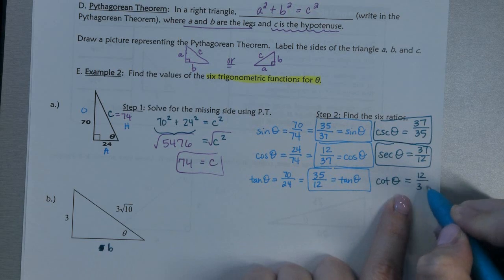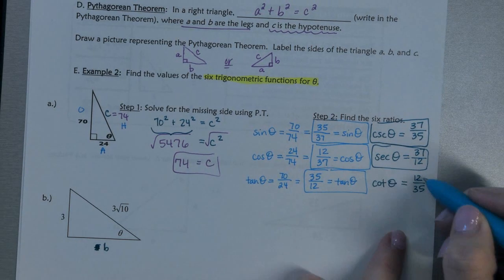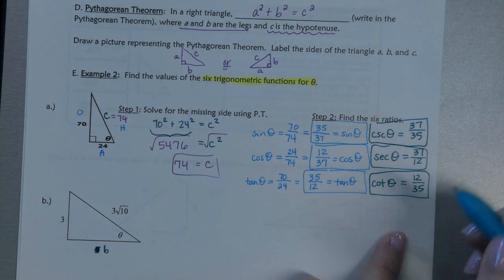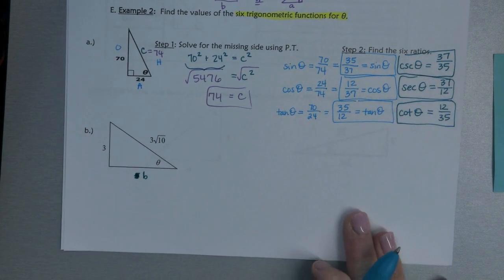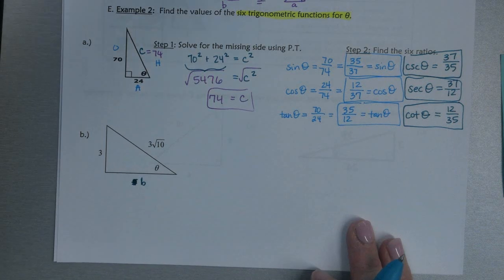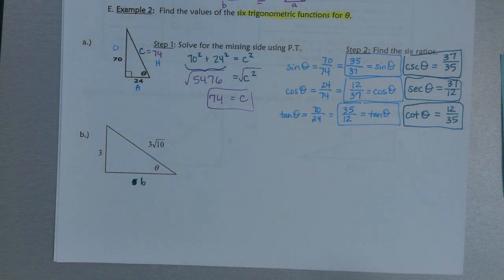Yes. And again, make sure you have your theta every time. That is something that I would mark you down for on your quiz if you don't have the proper notation. You can't take the trig function of nothing. It always has to be of an angle measure.